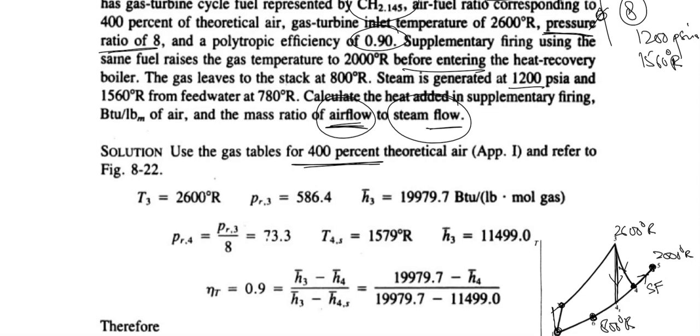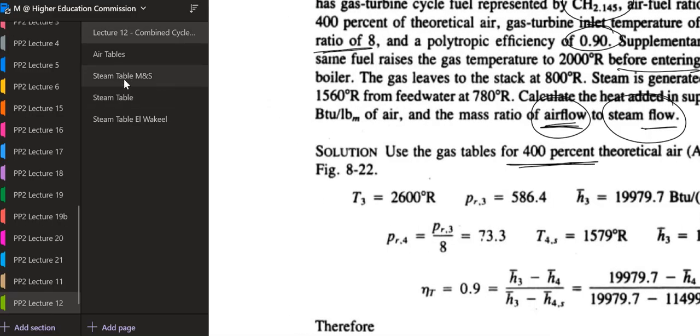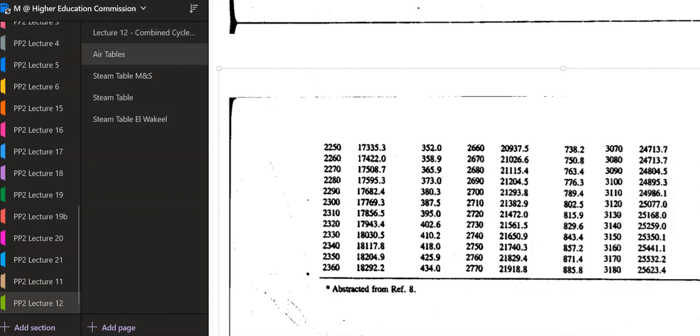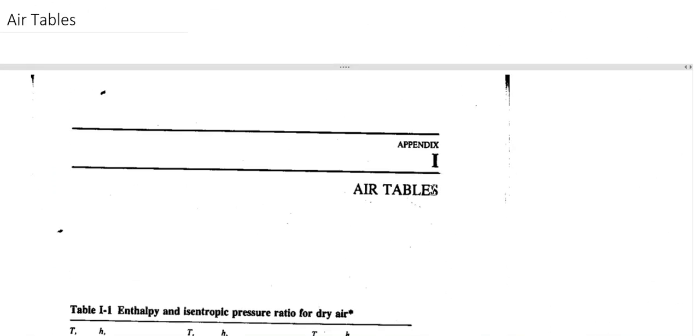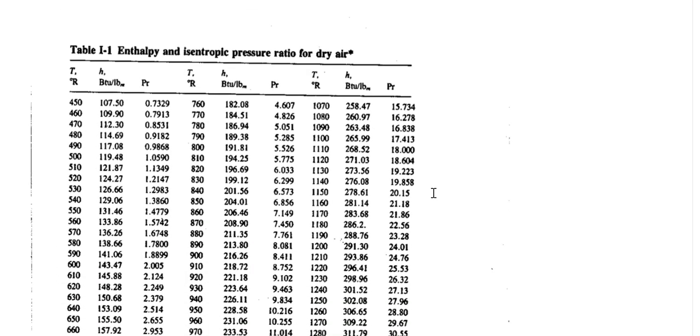The A table would look something like this, from Al-Wakil. The A table is in Appendix I of the book of Al-Wakil. I have the enthalpy and isentropic pressure ratio for dry air, so I have the temperature, enthalpy, and the pressure ratio on which either the compressor or the turbine is working.